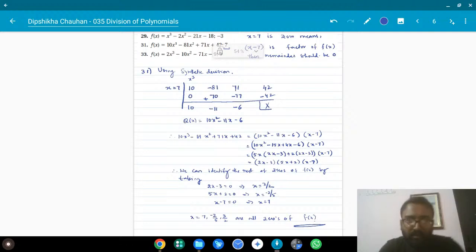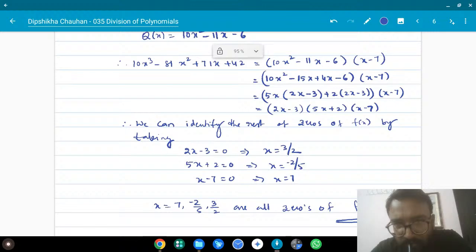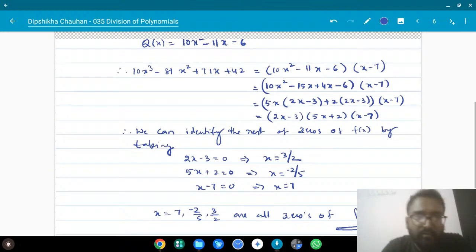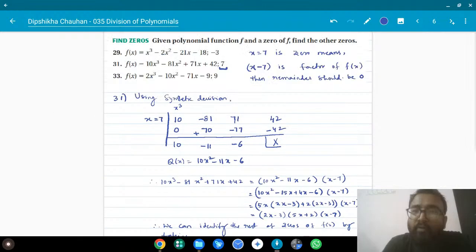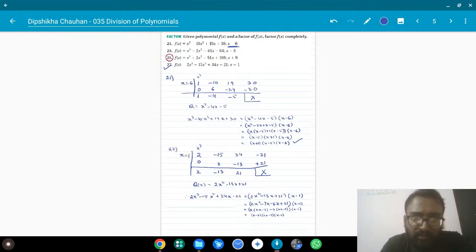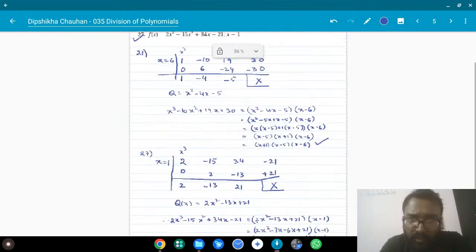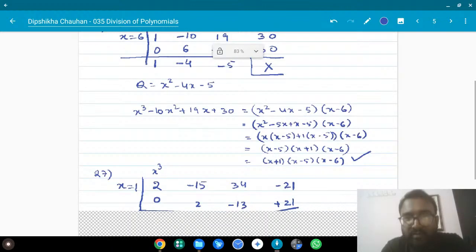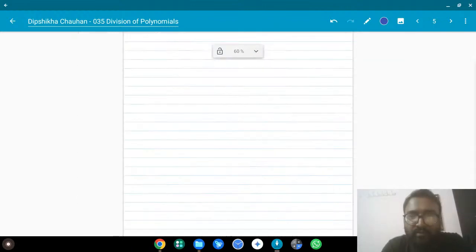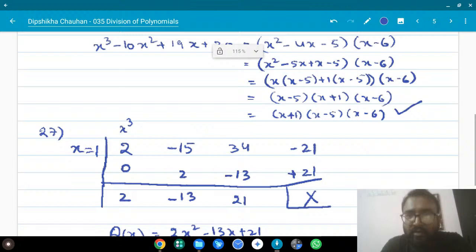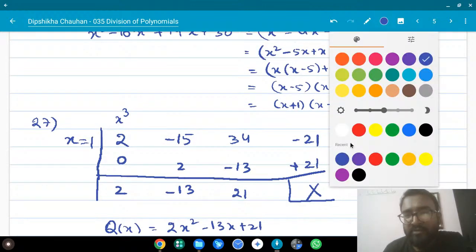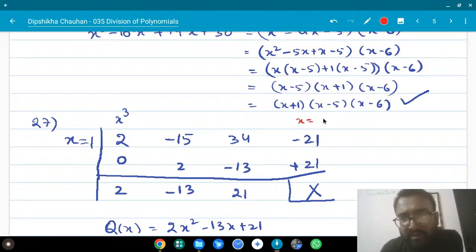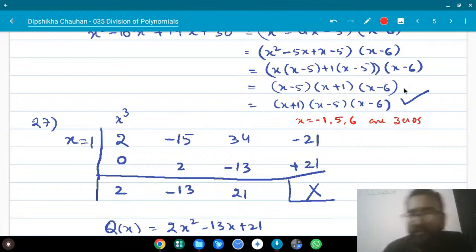For 21, he didn't ask the question to find the zeros, but you can give some additional information. So here x equals minus 1, 5, and 6 are zeros of f of x.